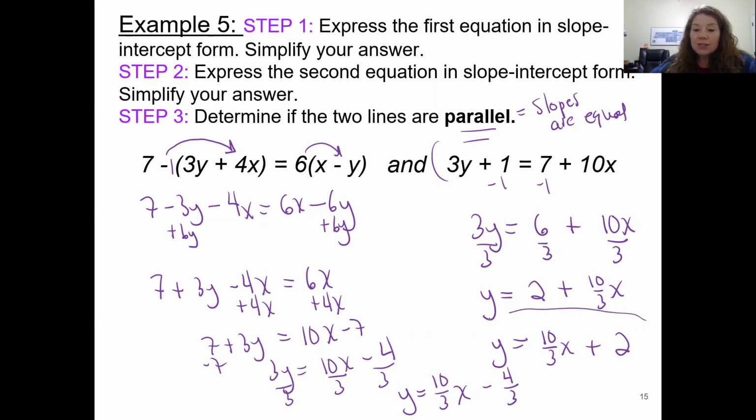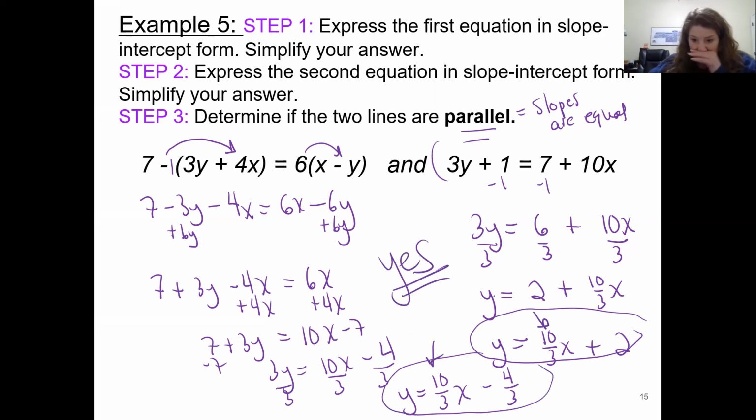So here are our two equations. Are they parallel? The answer is yes. The slopes are exactly the same. There should be an arrow. Yes, yes, yes. Hopefully you got it right.